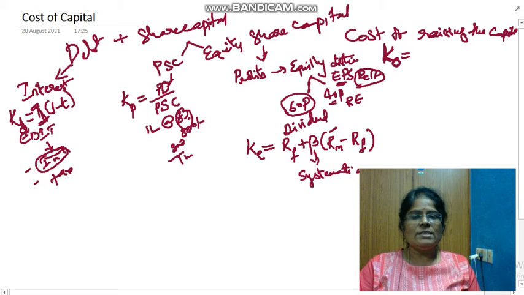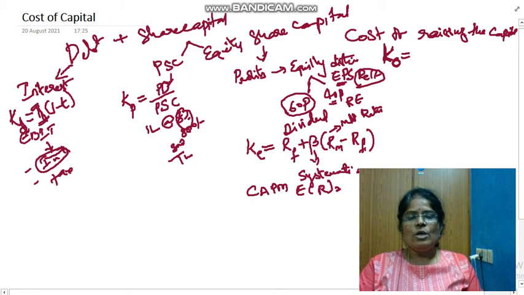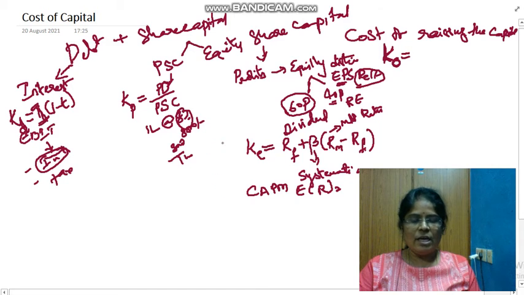Then what is this RM? Market return. What is the return you are getting in the market? And RF is the risk-free return. This can also be called the capital asset pricing model. The expected return is also calculated using the same formula. So here the cost of equity is RF plus beta into (RM minus RF). This is what we generally use, right?